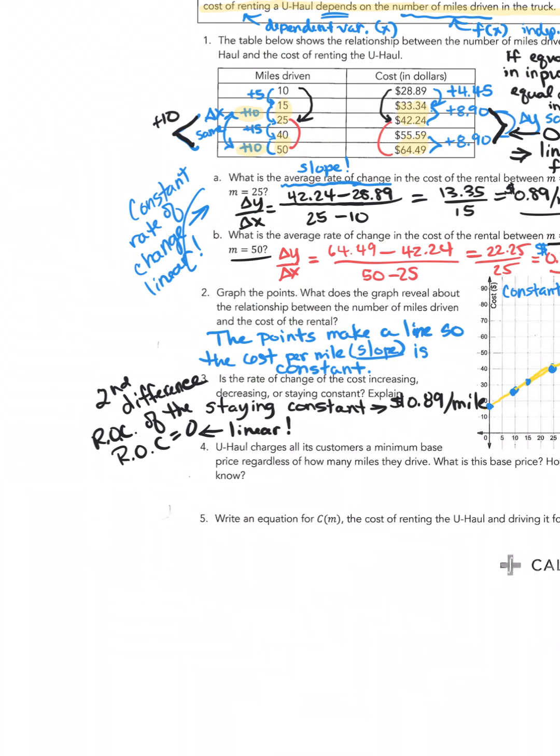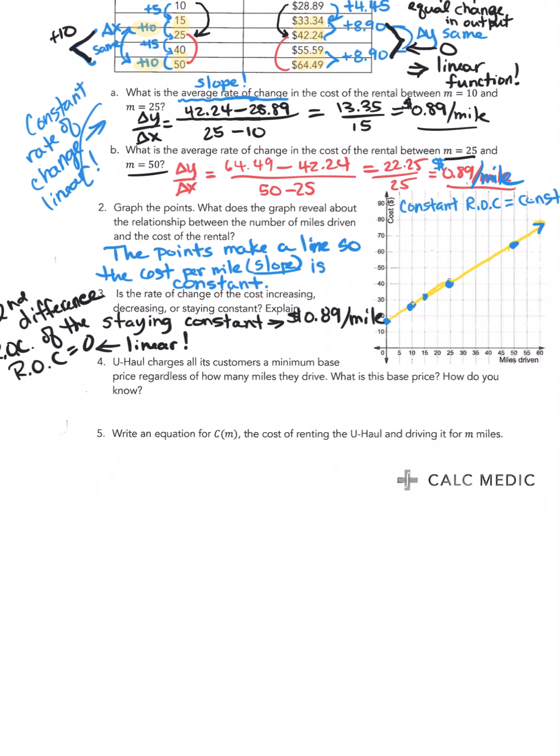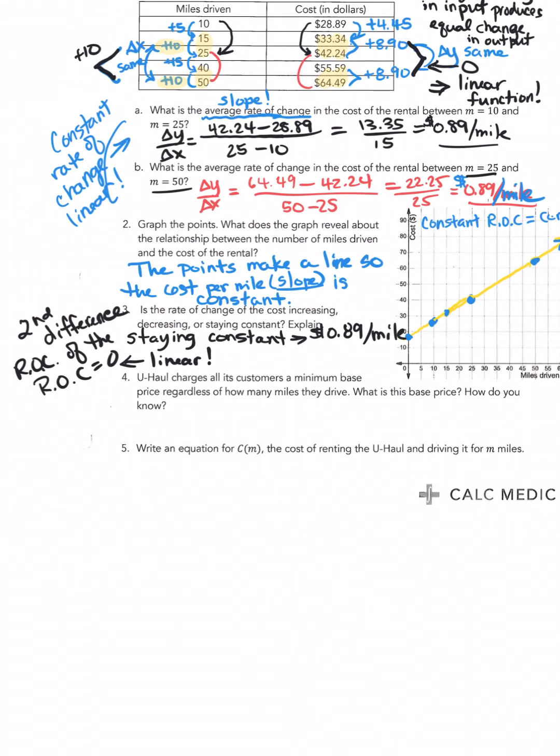Okay? U-Haul charges all its customers a minimum base price regardless of how many miles they drive. What is that base price? How do we know? Well, what would the base price be? Base price, guys, would be right here, wouldn't it? This is how much it starts at. This would be the y-intercept.